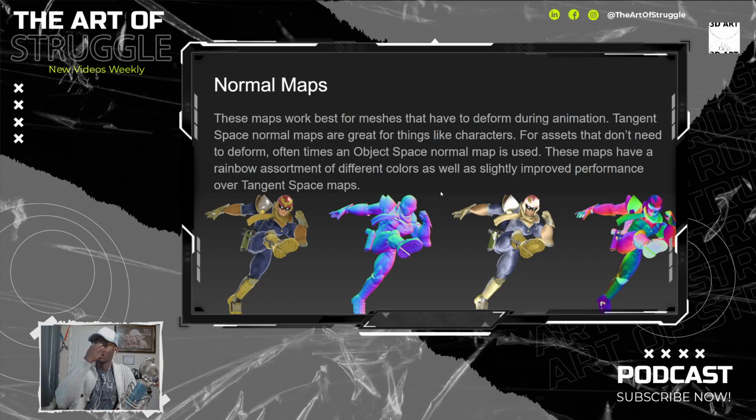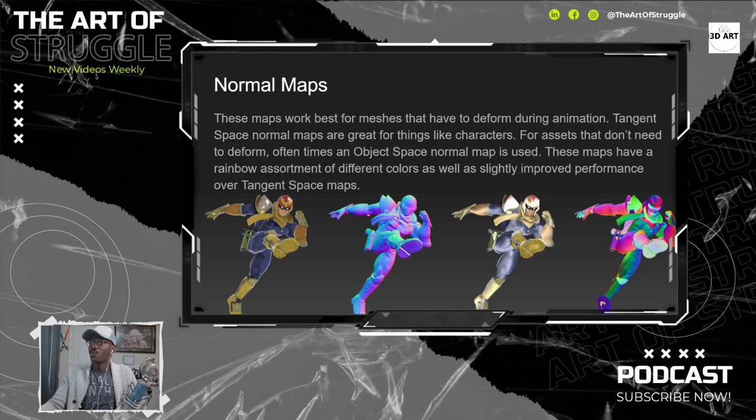So these maps work best for meshes that have to deform during animation. Tangent space normal maps are great for things like characters. For assets that don't deform, oftentimes an object space normal is used. These maps have a rainbow assortment of different colors, as well as slightly improved performance over tangent space, right? So if this guy has to be animated, has to move around, well, you're going to want to use tangent space because, like I said, it's per poly, right? That's how it's affecting our model.